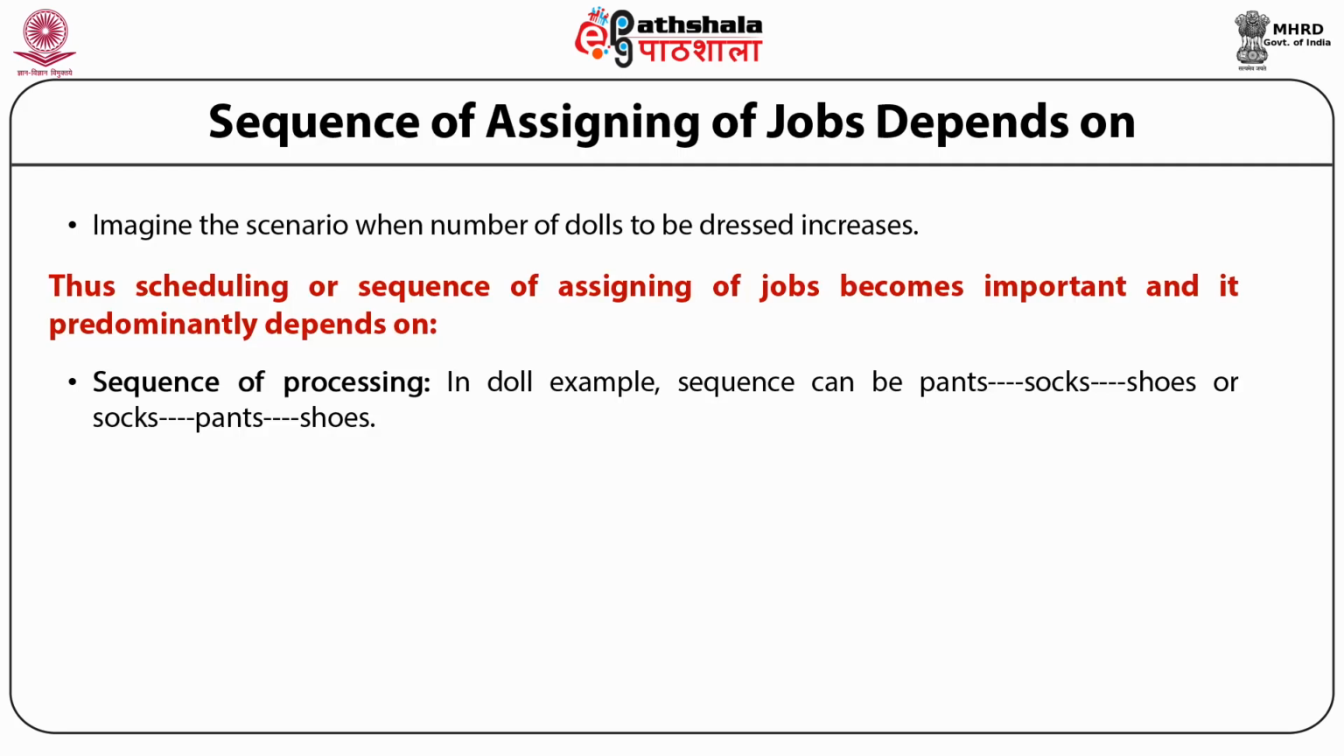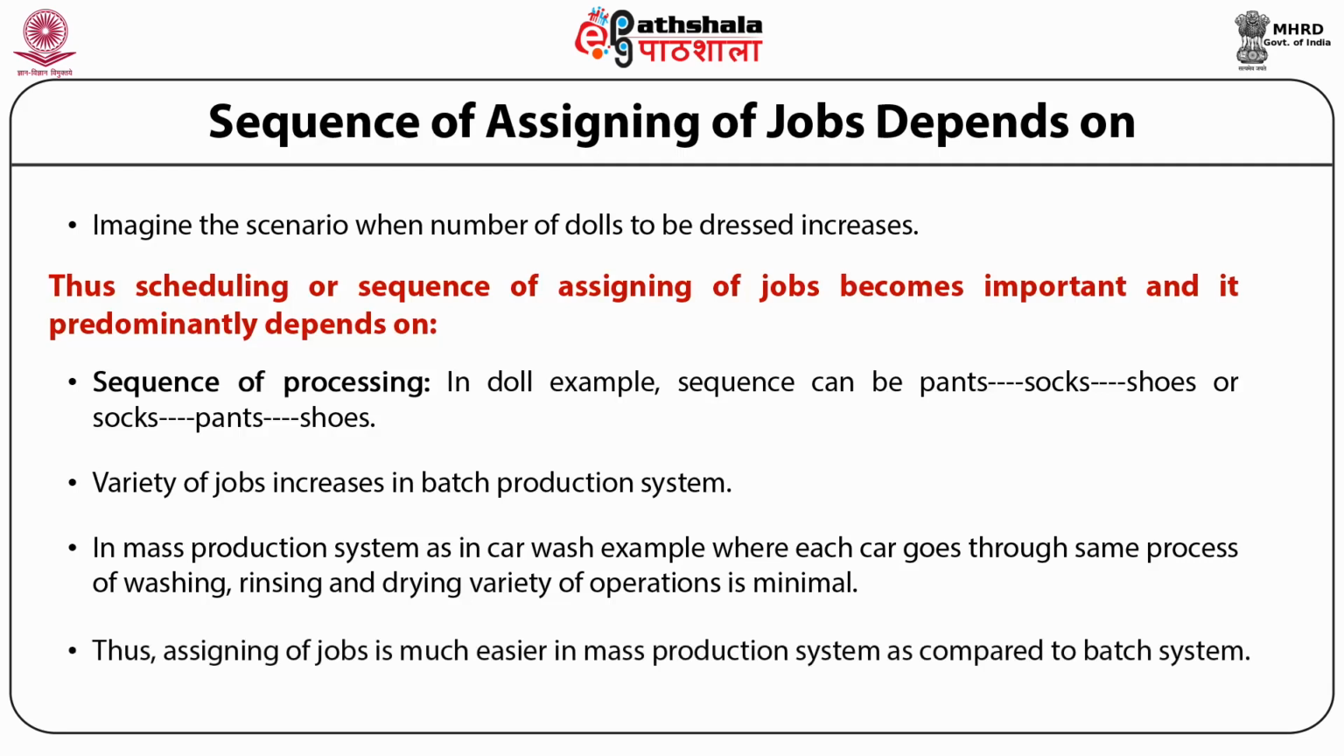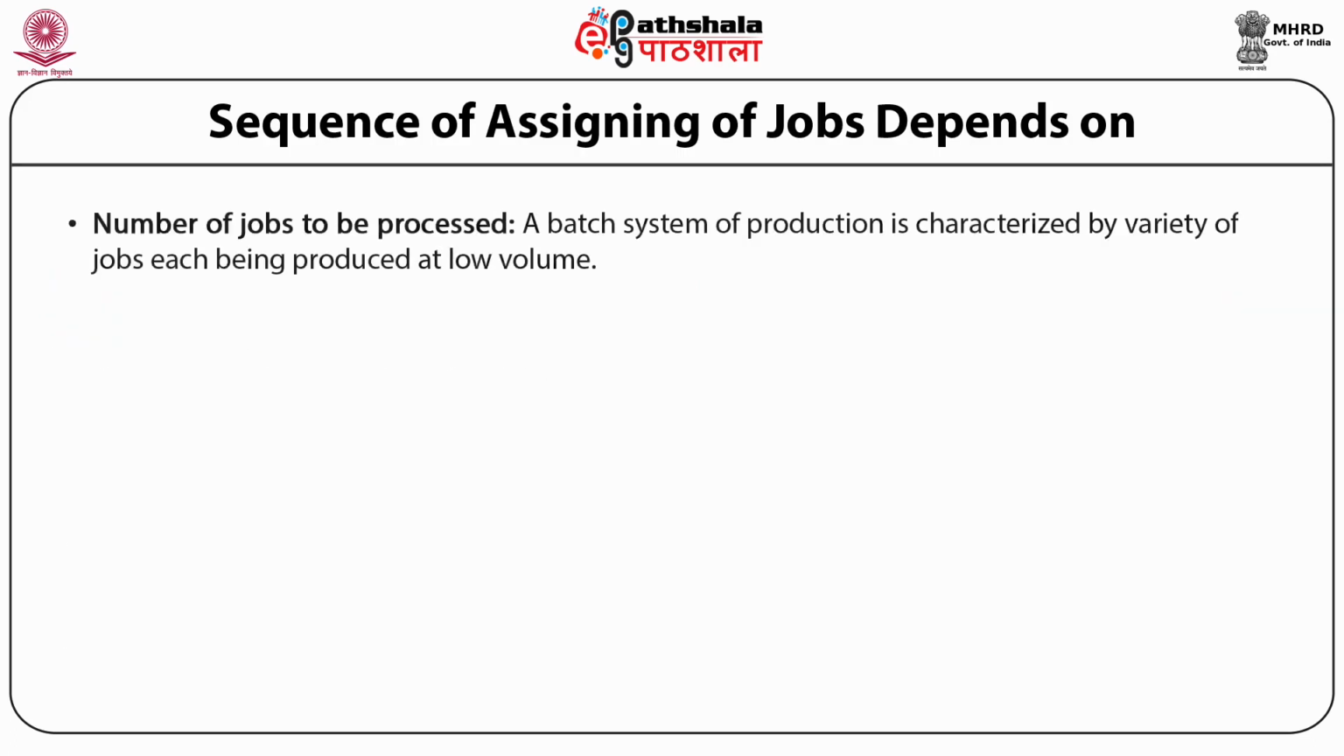The sequencing problem increases if a variety of jobs ask for different operations. Variety of jobs increases in a batch production system. In a mass production system, as in the car wash example, where each car goes through the same process of washing, rinsing and drying, variety of operations is minimal. Thus, assigning of jobs is much easier in a mass production system as compared to a batch system. Number of jobs to be processed.